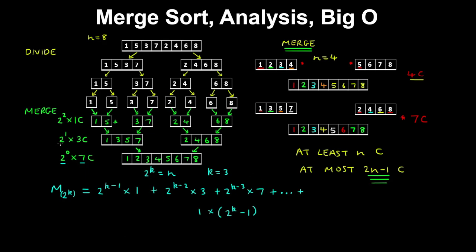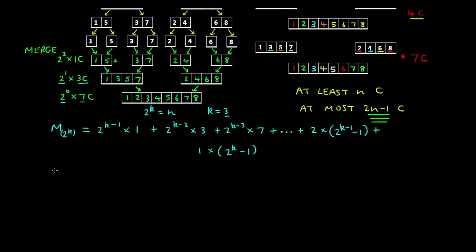And we'll add another term in, so what we have here is previously 2 merges, and multiply by 2 to the k minus 1, minus 1 comparison. So in this case that would be 2 squared minus 1.